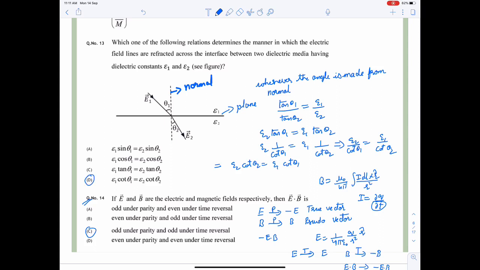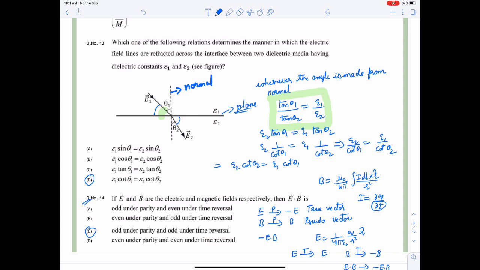But don't confuse it with the concept. The concept is the same: if the angle is made from the normal, then tan theta 1 upon tan theta 2 is equal to epsilon 1 divided by epsilon 2. But if in any other entrance exam, or in future, it gives the angle made with the surface, this plane is your surface.